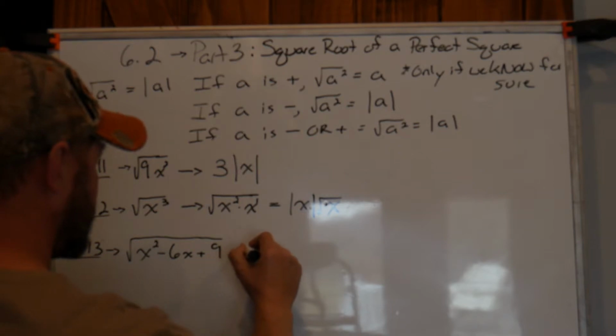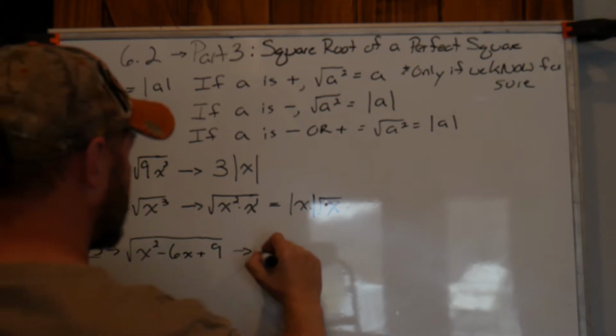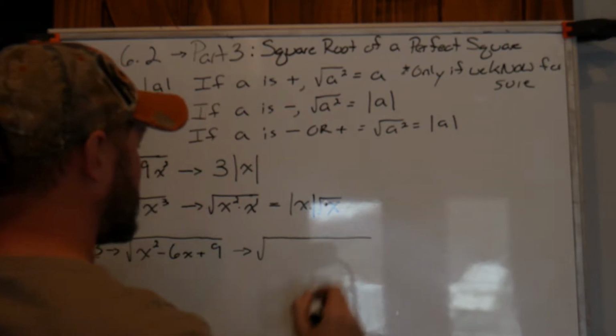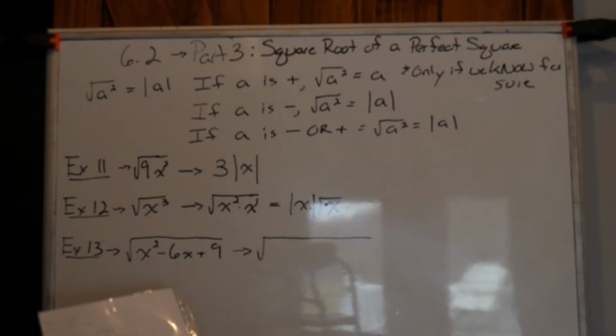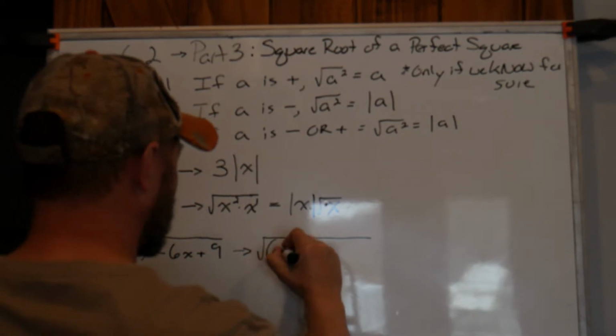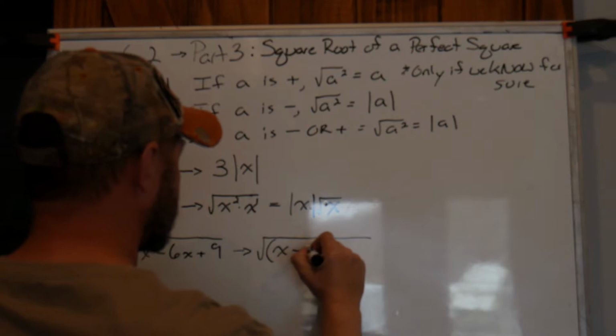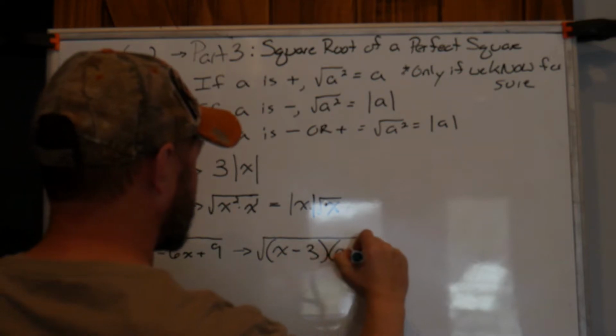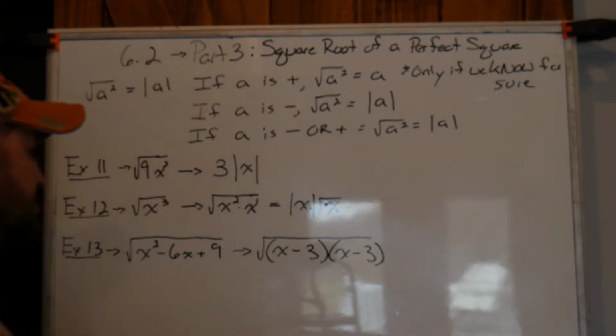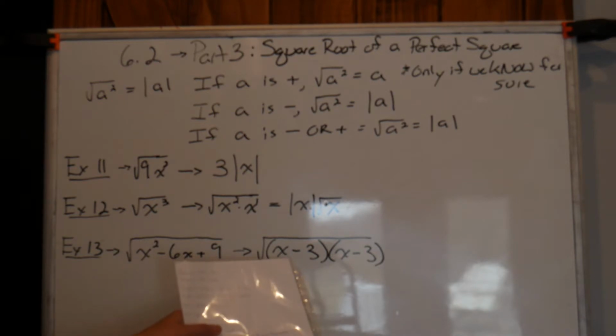Now here, they go one more step. They're saying, hey look, we can have a radical sign, but inside we can have something that we have to factor out. What you notice with this is it's a perfect square. It's x minus 3 times x minus 3. So it's square root of x minus 3 squared.